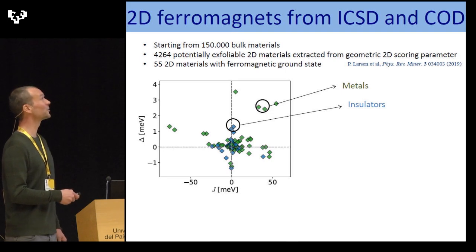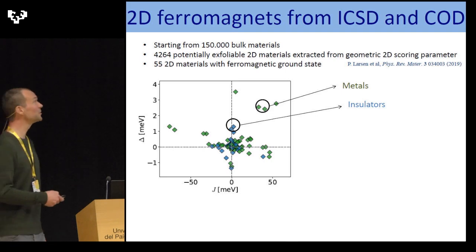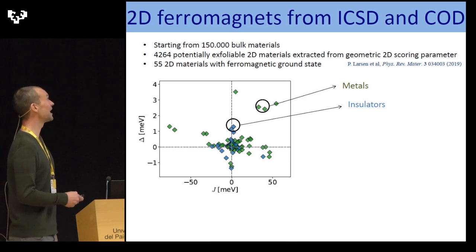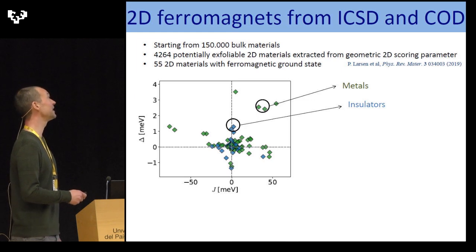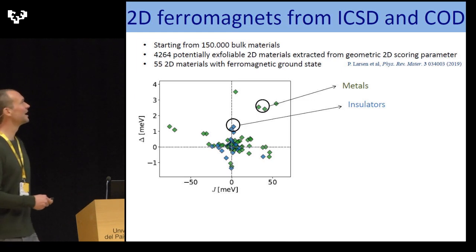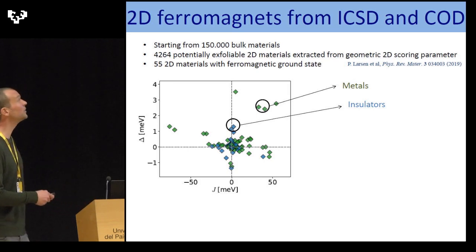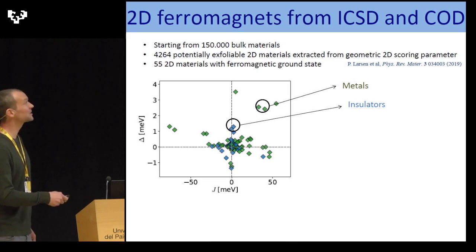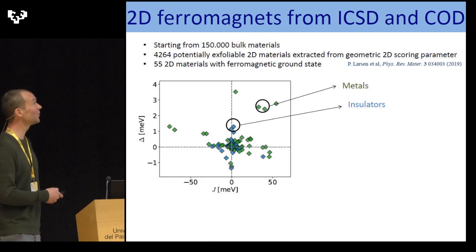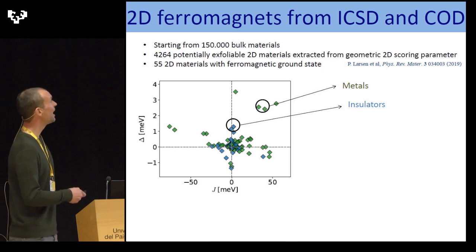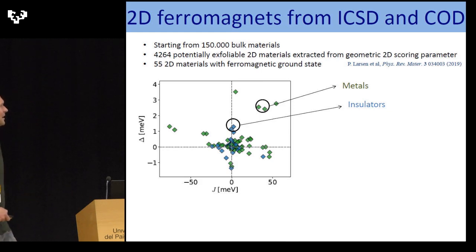So one has to figure out which of these can be exfoliated into 2D materials. We start from 150,000 bulk materials from these databases, and then we identify 4,000 that can be potentially exfoliated. We use some geometric 2D scoring parameter. There's other ways of doing that. The group of Marzari also did a similar study based on exfoliation energies of all these materials. And then we do DFT calculations for these, and there's 55 of these which have a ferromagnetic ground state.